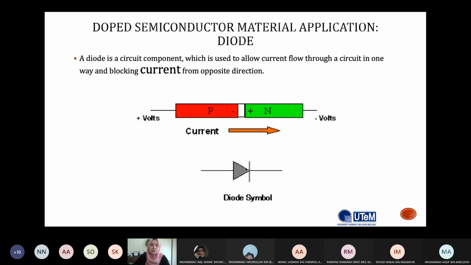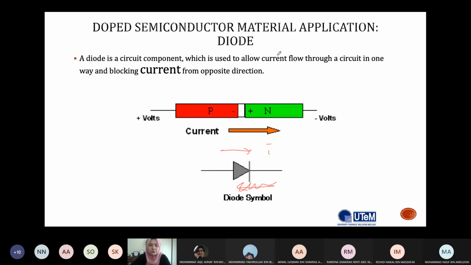Okay. So a diode is an equipment that only allows one direction of current. This is the symbol of a diode, if you still remember. You have the positive side and the negative side. So the current can only flow in one direction only. It cannot flow like this.